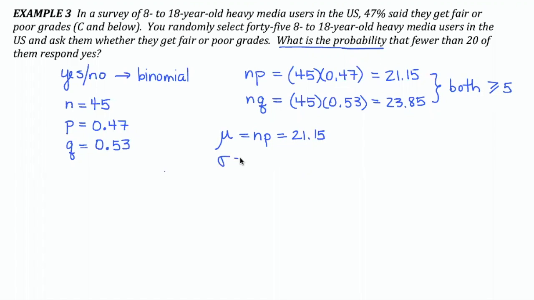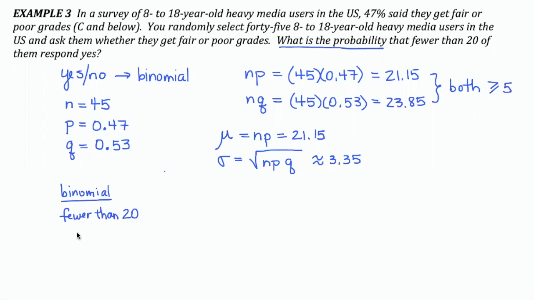And the standard deviation, remember, was the square root of n times p times q. And again, we already previously calculated that to be about 3.35. So all these steps we've done before. What's new now is we're going to pick up with a continuity correction. My binomial probability that I'm looking to calculate is for fewer than 20.